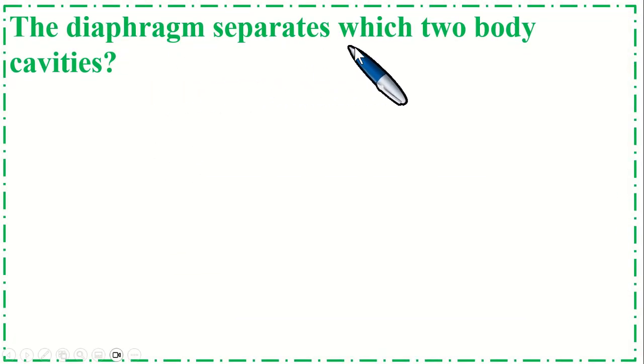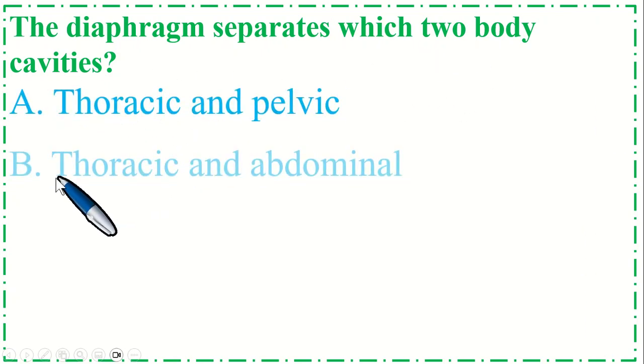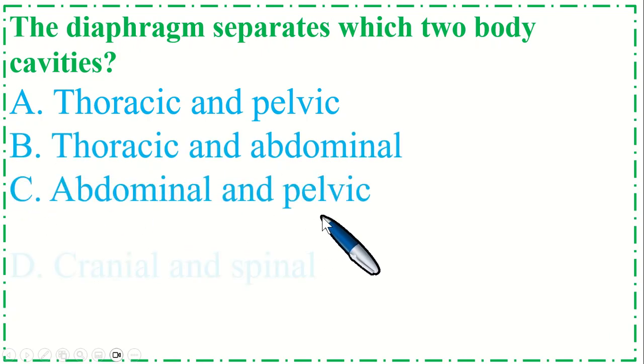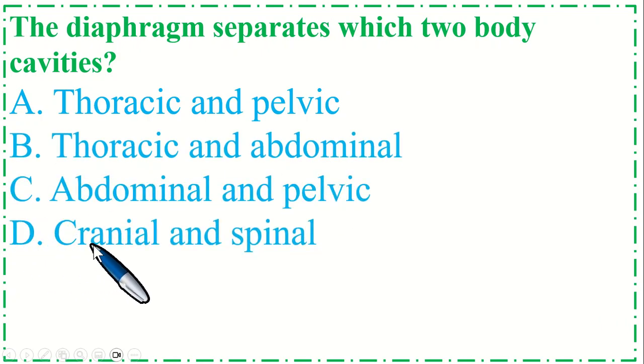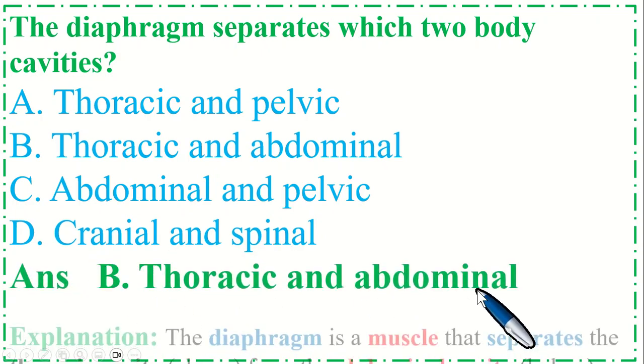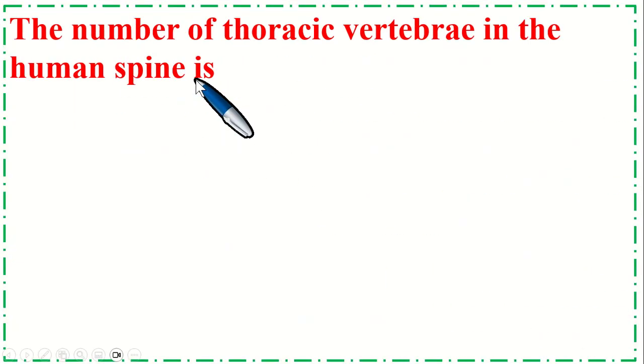The diaphragm separates which two body cavities? Option A, thoracic and pelvic, B, thoracic and abdominal, C, abdominal and pelvic, and option D, cranial and spinal. So the correct option is B, thoracic and abdominal. Explanation: the diaphragm is a muscle that separates the thoracic cavity above from the abdominal cavity below. So this is a very important MCQ.